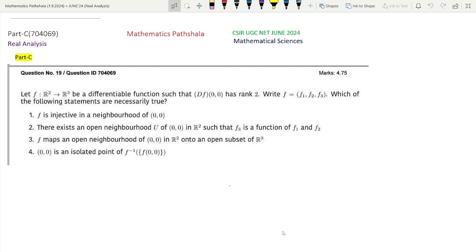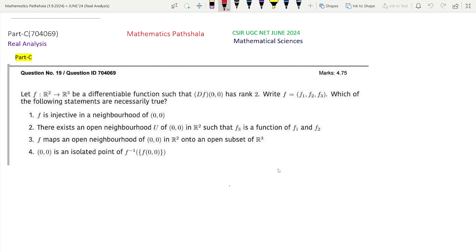Let f: R2 to R3 be a differentiable function such that df at (0,0), that is the derivative map of f at (0,0), has rank 2. Write f equal to (f1, f2, f3), that is, f1, f2, f3 are the component functions of f. Then which of the following statements are necessarily true? Option 1 says that f is injective in a neighborhood of (0,0).